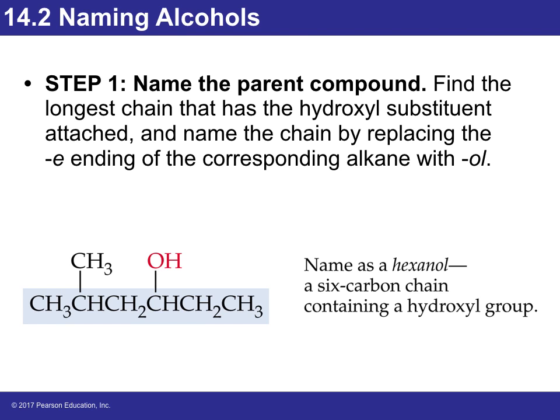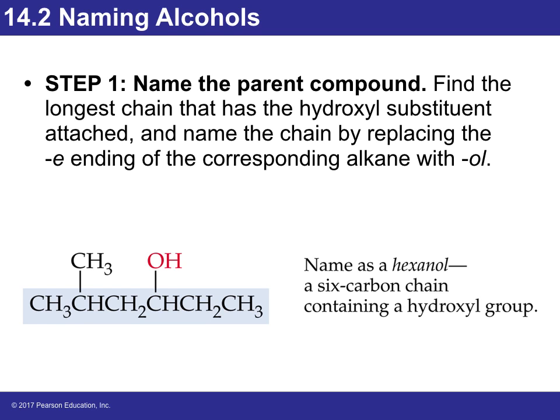How to name those? Still the same thing. First, name the parent compound. Find the longest chain that contains that OH, the hydroxyl substituent. That OH is the one that gives you the parent name, like your first name. Now here, if you look at this, I have 1, 2, 3, 4, 5, 6 carbon atoms, so I know it's going to be a hex-something. Single bonds, so it will be a hexane, but I see an OH, so it will be a hexanol.